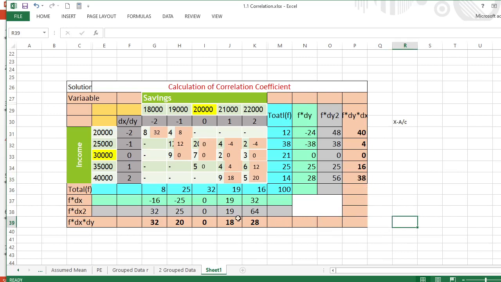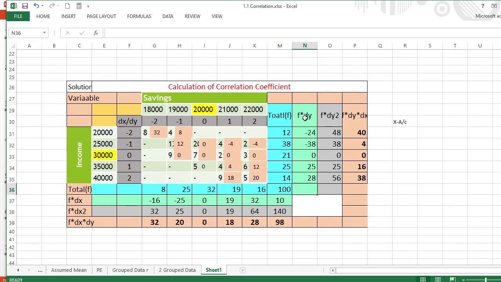So here, summation of f into dx, that means -16 plus -25 plus 19 plus 32. So the summation is 10. And here 32 plus 25 plus 19 plus 64, it's 140. And here the total 32 plus 20 plus 0 plus 18 plus 28 is 90.